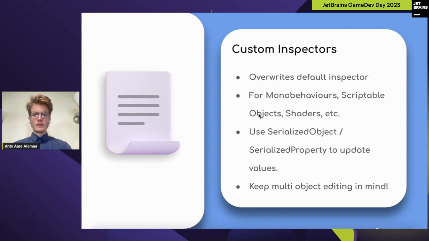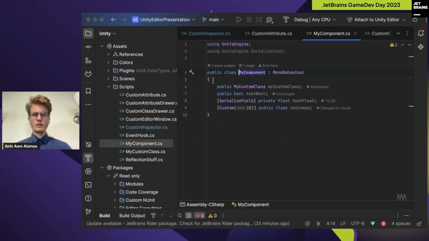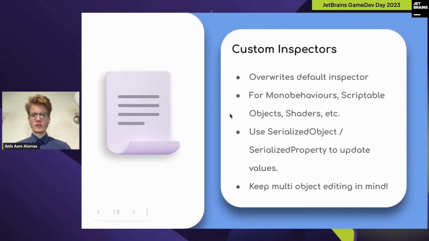They overwrite the default inspector, so that means there is one class. Ideally, you would place these classes inside of an editor folder, so they are placed in a separate assembly and removed on compilation, and you have one script per component. So if I go into my component, this is just the component, and then there's one script. It's for MonoBehaviours, ScriptableObjects, and shaders.